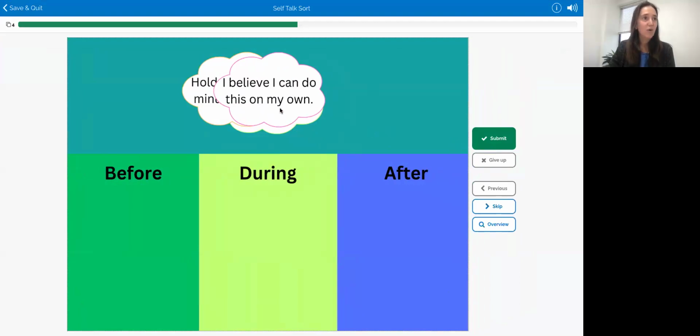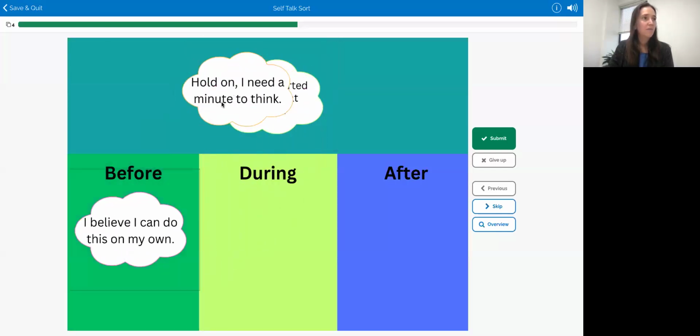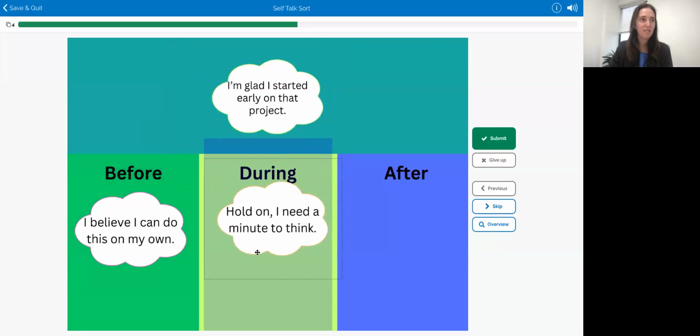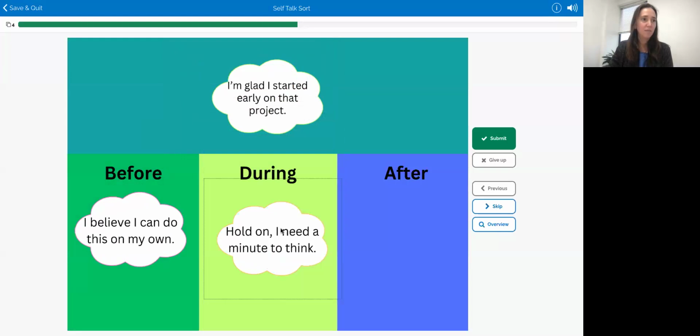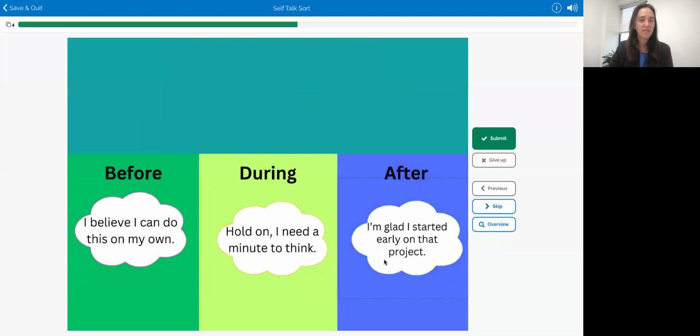Okay. So I believe I can do this on my own. That's something that can happen before. Okay, hold on, I need to think a minute. That's a self-talk phrase that we might do during. And reflecting after, I'm glad I started early on that project. So that's a general summary statement. Being generally glad that we started early enough because we got it done.